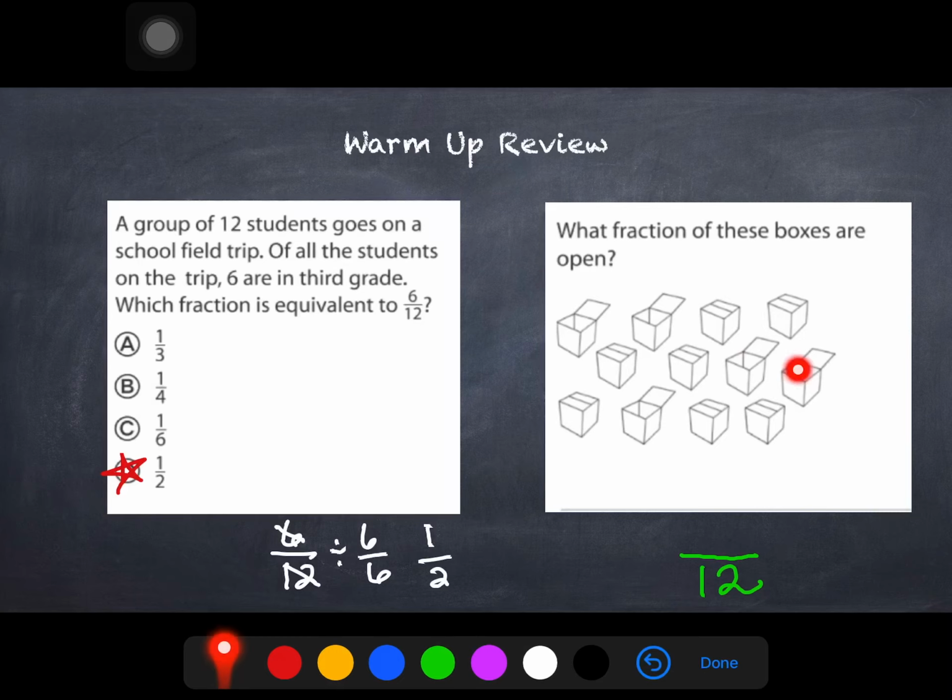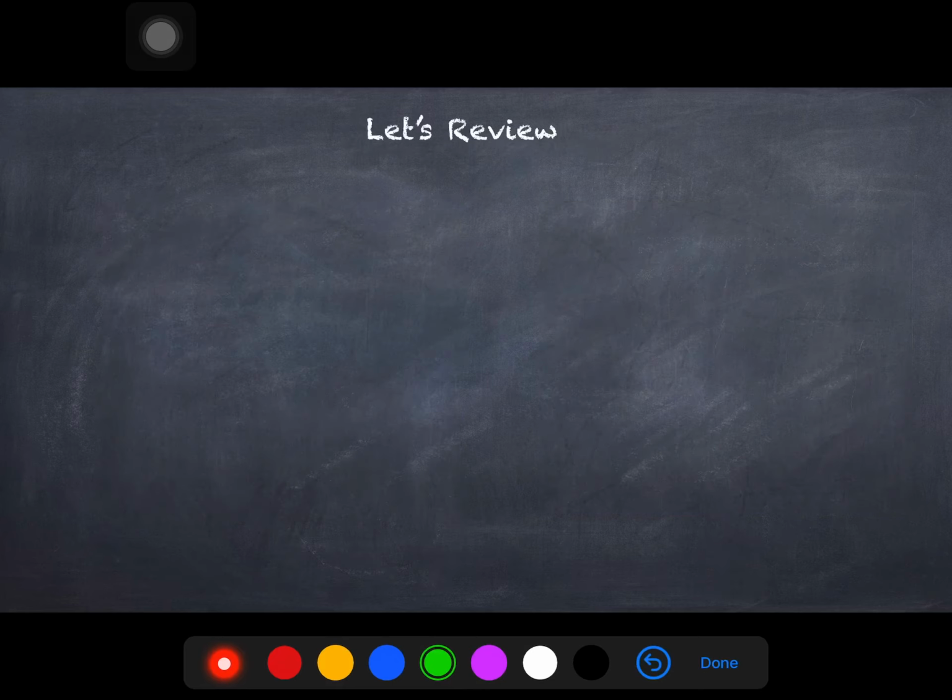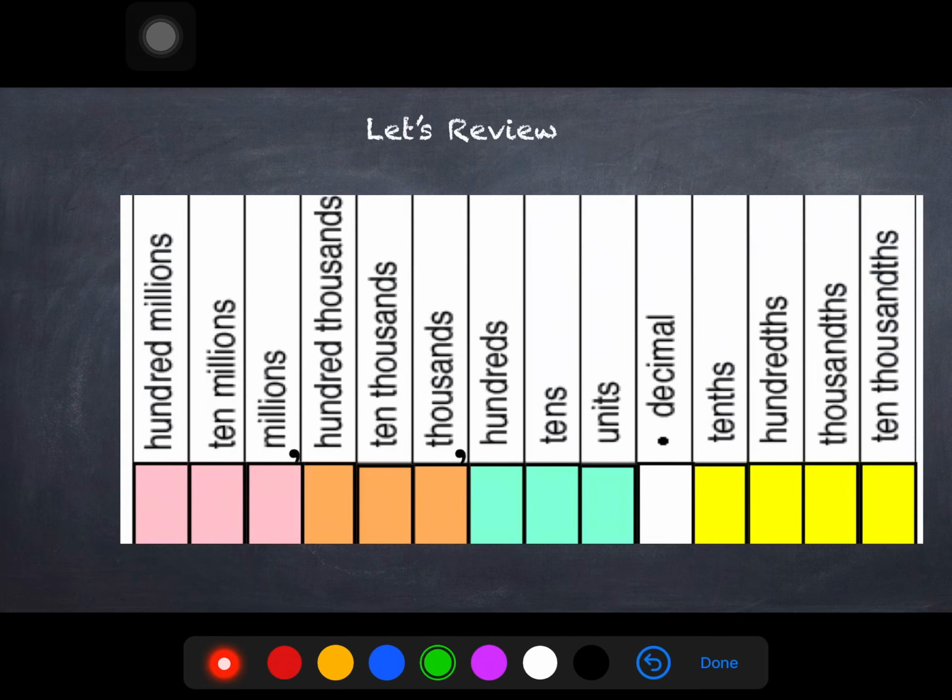Now what part of that whole are open? So 1, 2, 3, 4, 5. And that is how you have the correct solution of 5/12.